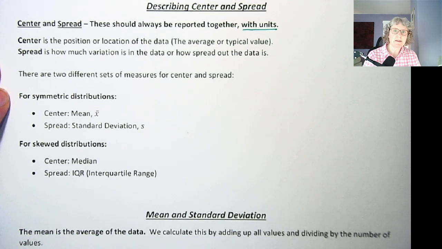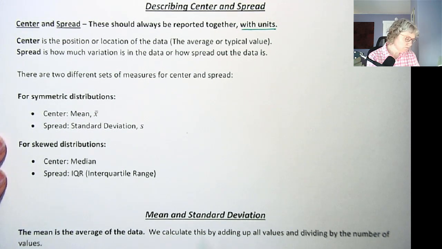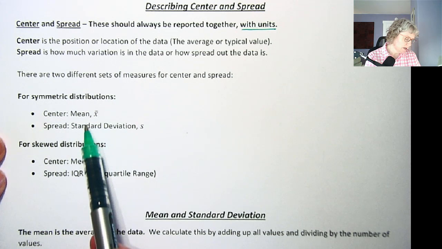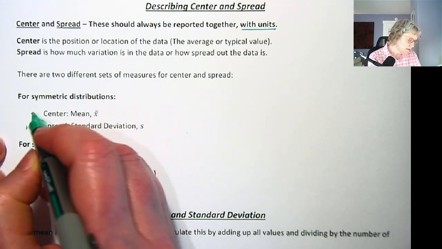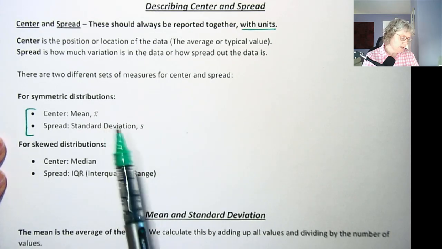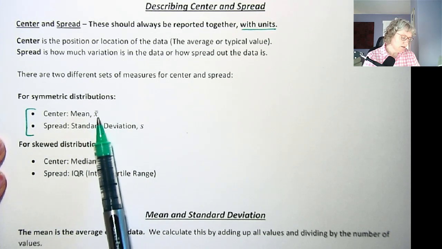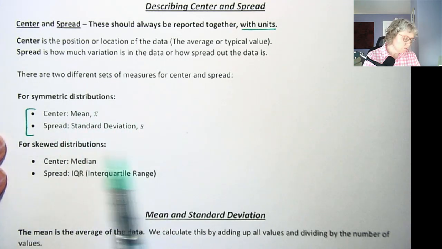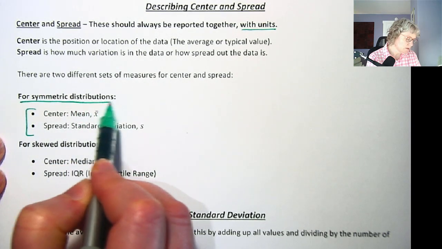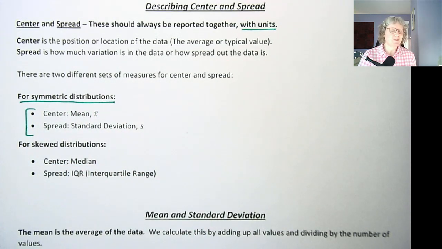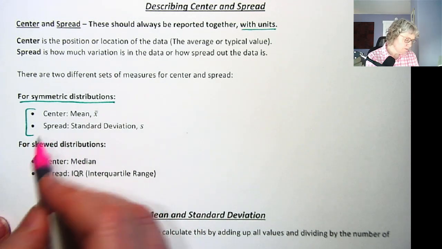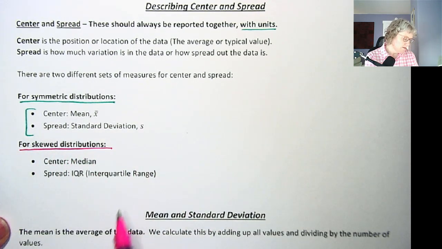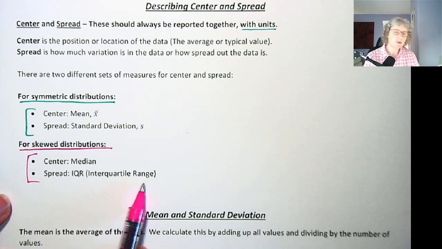There are two different sets that we're going to use. One set, which we'll do first, and we'll learn how to calculate these, is the mean and the standard deviation. When we're talking about a sample, the mean is represented by x bar and the standard deviation is the letter S. We're going to use those for symmetric distributions. That's really important. This is why we do shape first, so that we know which measures of center and spread to use. Then, if our shape is skewed, instead we're going to use our median and our IQR, short for interquartile range.